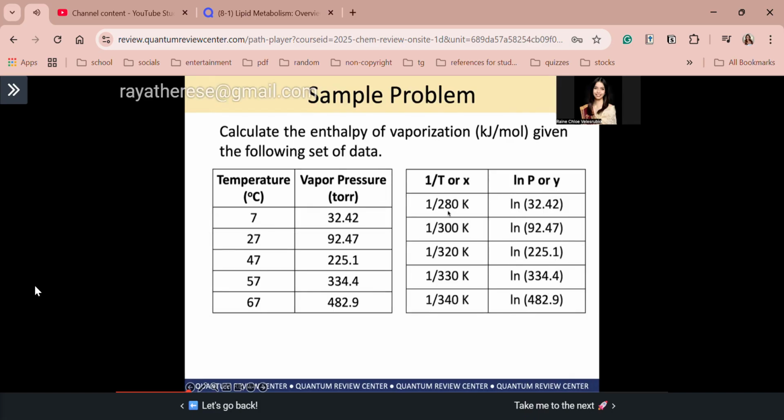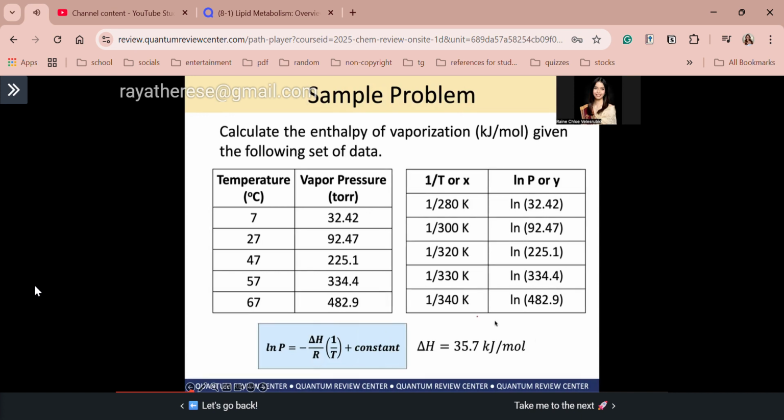So we get 1 over T, that is 1 over 7 plus 273 Kelvin, and so on and so forth. Meanwhile, Ln P is simply Ln 32.42 torr, and so on and so forth. So, guys, why did we retain torr? That is because the units torr cancel out in the pressure ratio, P2 over P1. So later on, you will see that. Now guys, just input this in your calculators, and what value do we get? We can get the enthalpy of reaction that is equal to 35.7 kilojoules per mole.